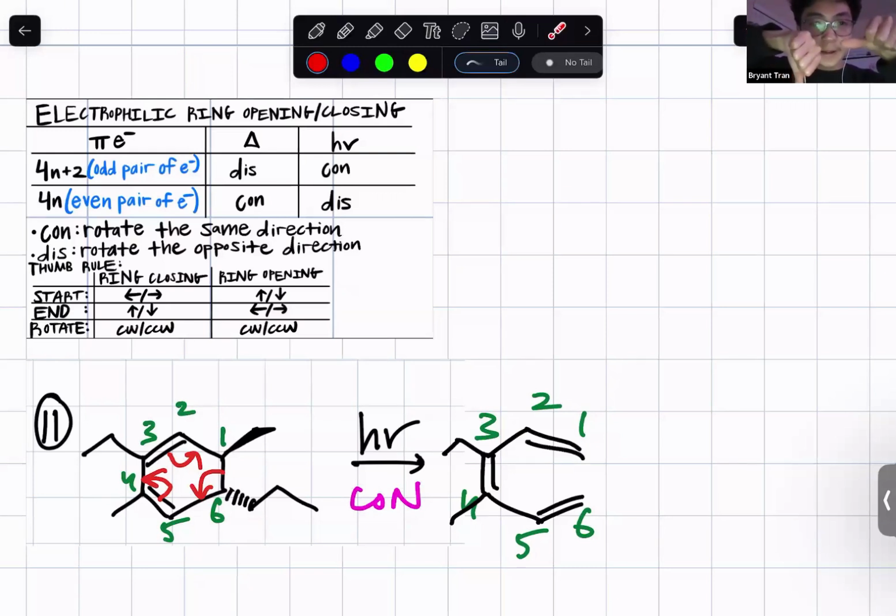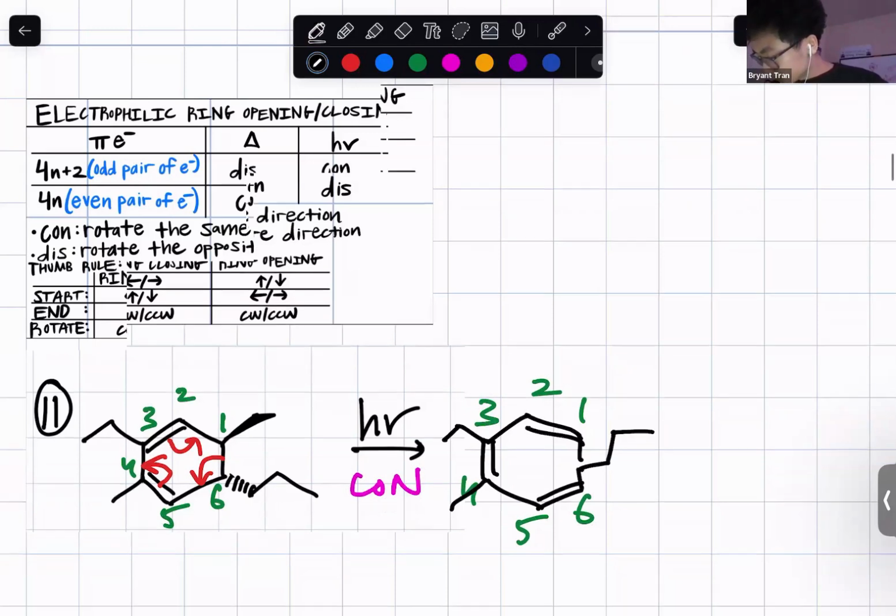Because this is conrotatory, I am also going to rotate my right thumb clockwise. And I see that they're bumping into each other. So that's one of my products. So I'm going to draw that out right here. That's going to be if this methyl group is going down and this propyl group is going up, right? So that's one of the products.